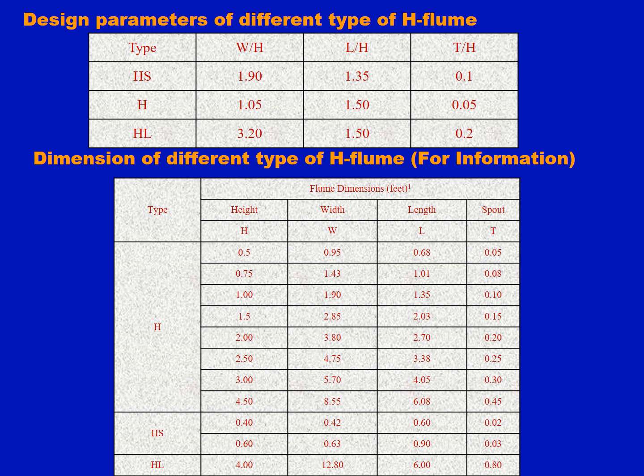So in short, in all sizes of the HS flume, the ratio of W by H should be 1.9. The ratio of W by H, that means width by height, for the H flume should be 1.05. The ratio of W by H for the HL flume should be 3.5. So here you can see for the HL flume the width is 3.5 times higher than height. Here it is 1 time higher than height. It is 1.9 times higher than height. So these are the different standards for the different sizes of H flume.